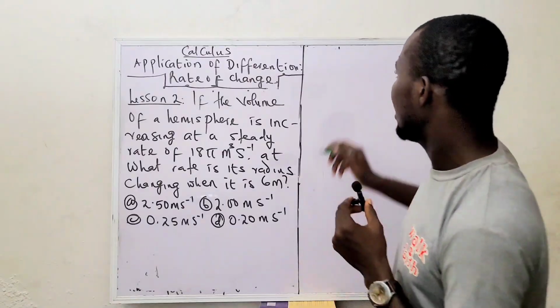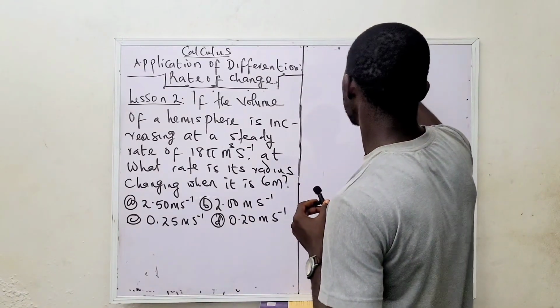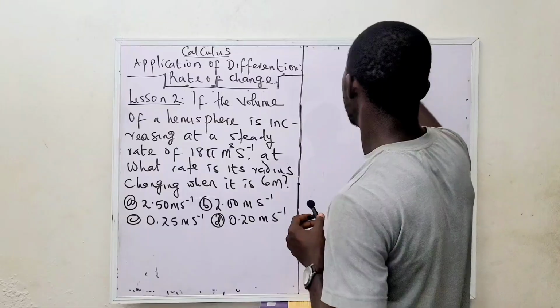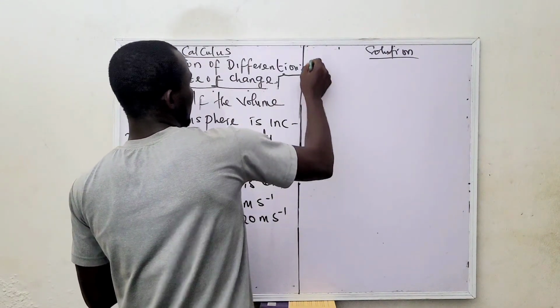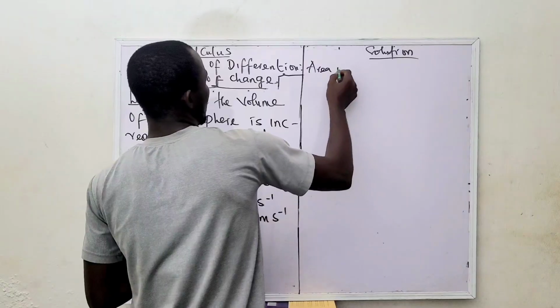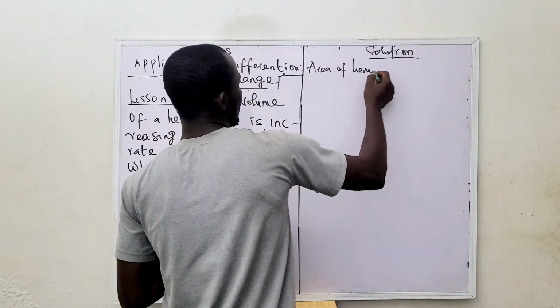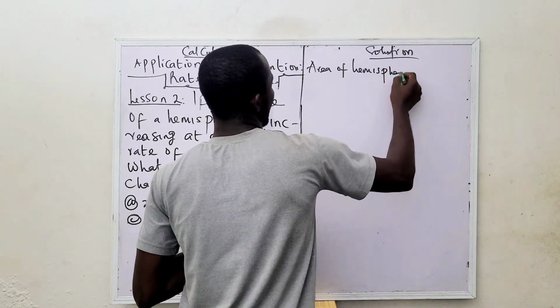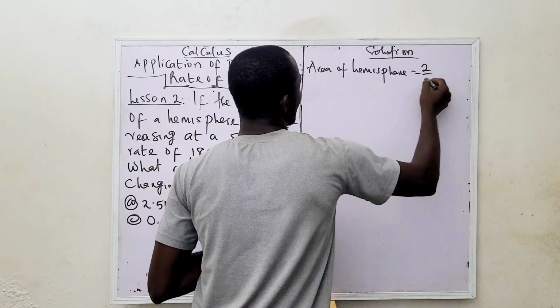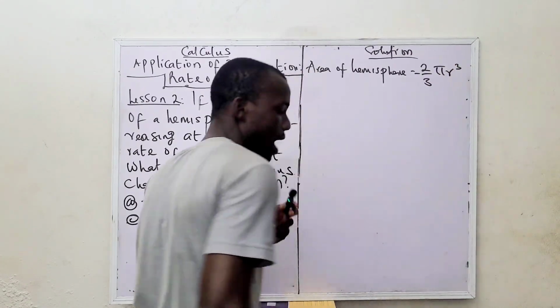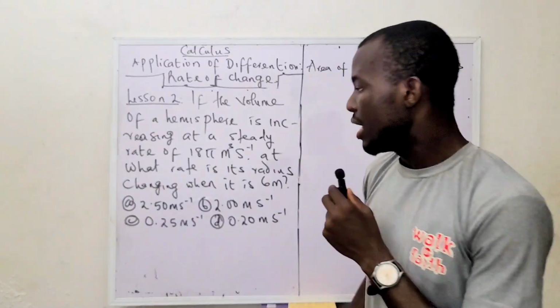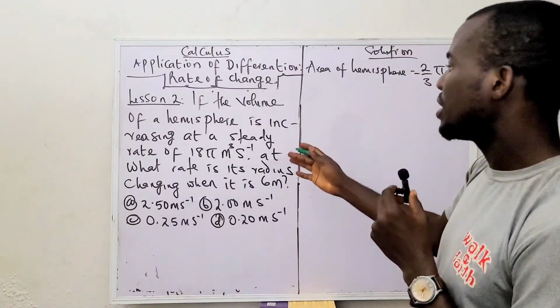Now remember that the volume of a hemisphere equals 2 over 3 pi r cube. That is half the volume of a sphere. And then what are we given?